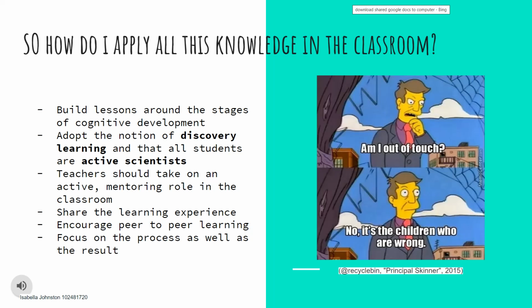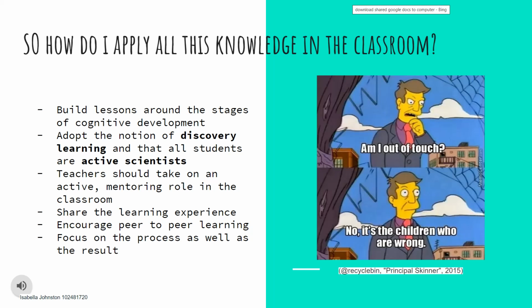The idea of a child as an active scientist stems from the schema that drives a child to learn. When they are challenged as they interact with their environment, they are forced to accommodate new information, which adds or modifies the information in that schema. By teachers taking on an active mentoring role rather than simply giving the child information, you are activating this notion of discovery learning and challenging the schema.